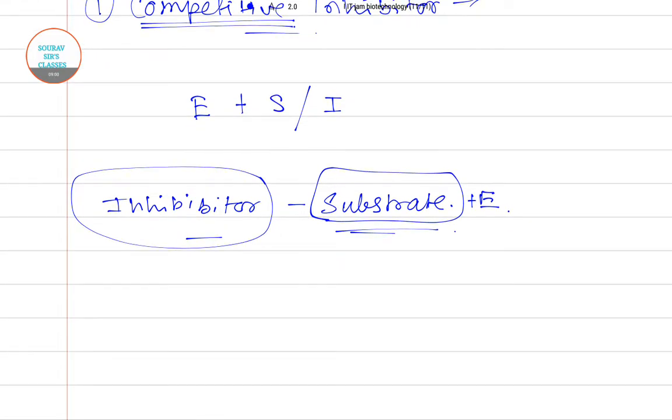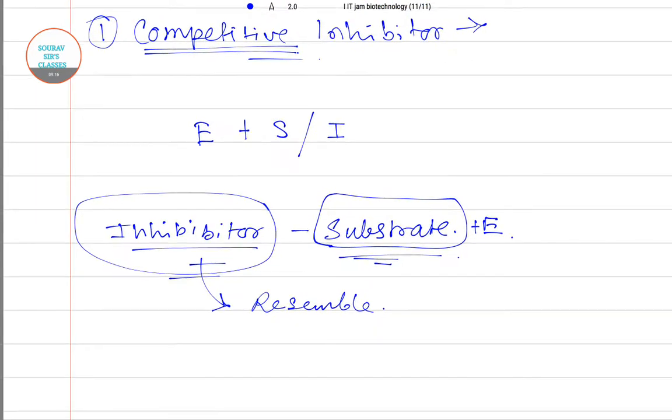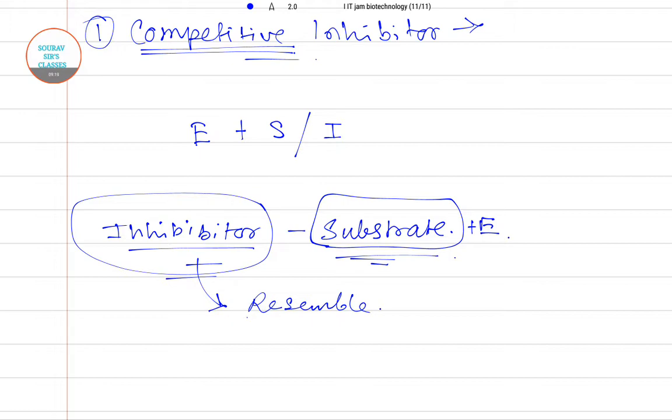But why is there a competition between the inhibitor and the substrate? Because these types of inhibitors closely resemble the substrate. So that is the competitive or the substrate analog inhibitor. That is why we call it a substrate analog. They look like the substrate, and they always go and bind to the active site of the enzyme.